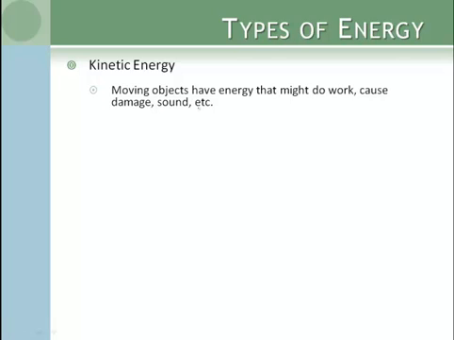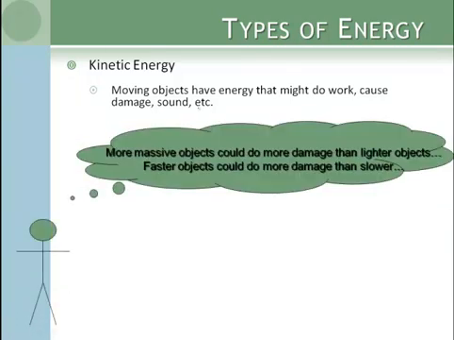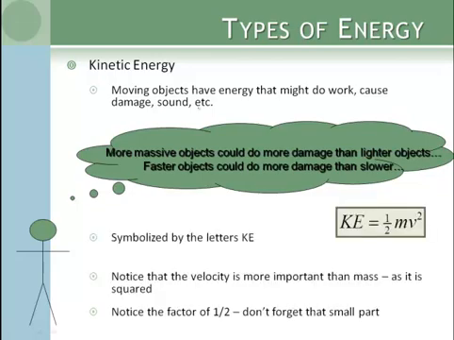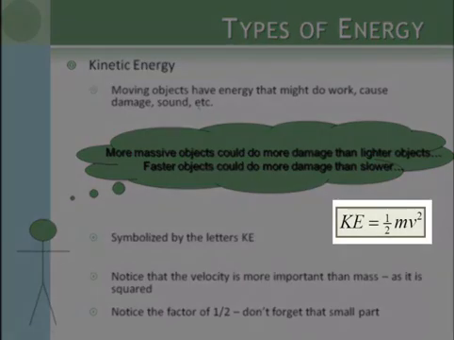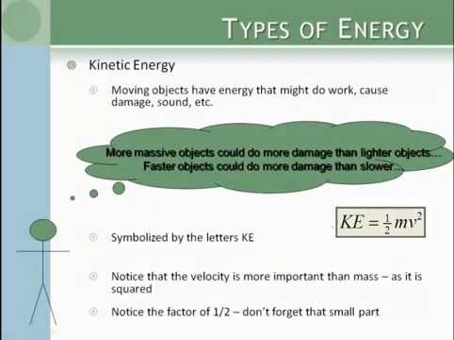Now, the formula for kinetic energy has a couple factors in it. Let's see if we can think about what those might be. I would think that an object that is bigger or more massive probably can do more damage or have more energy stored in it than something else. I would think also maybe the speed would be involved. In fact, that's really it for factors. The formula is, as listed here, half of mass times velocity squared. Notice that's symbolized with the letters KE.